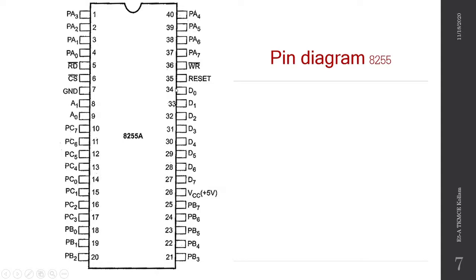Then data bus pins are from 27 to 34. Then the CS bar signal is pin number 6. Then A0 and A1 to select ports and control word register are pin numbers 8 and 9. Then the WR bar pin is pin number 13. And the RD bar signal is pin number 5. And the reset pin is pin number 35. So this completes the pin diagram details and block diagram details of the 8255 programmable peripheral interface.